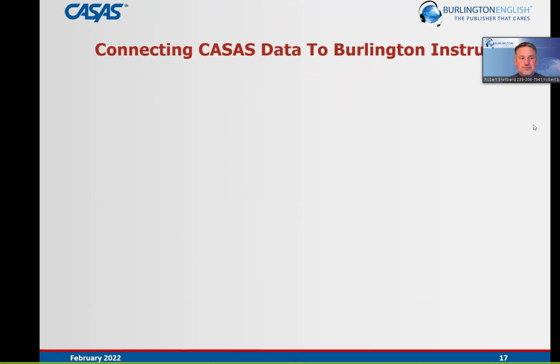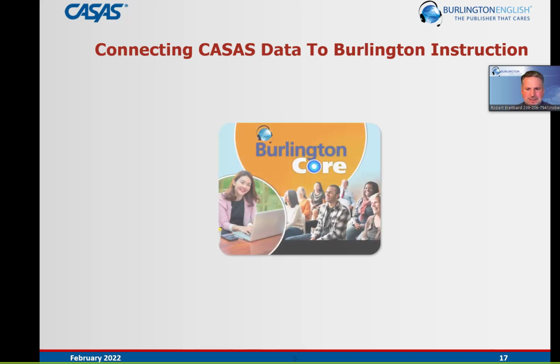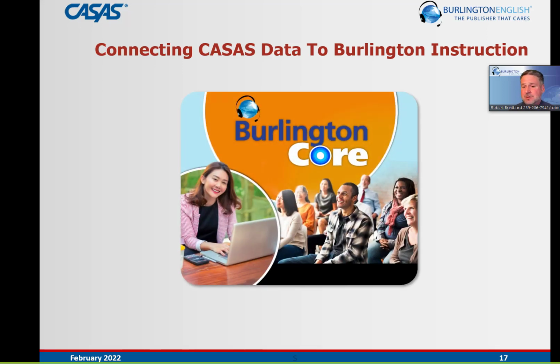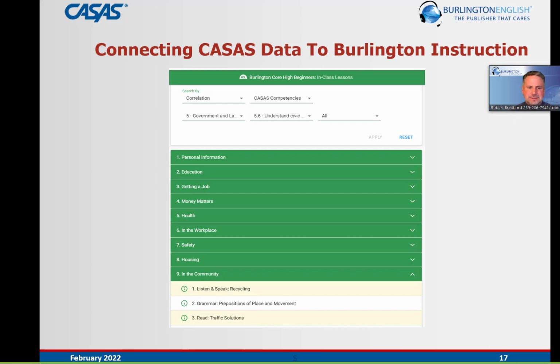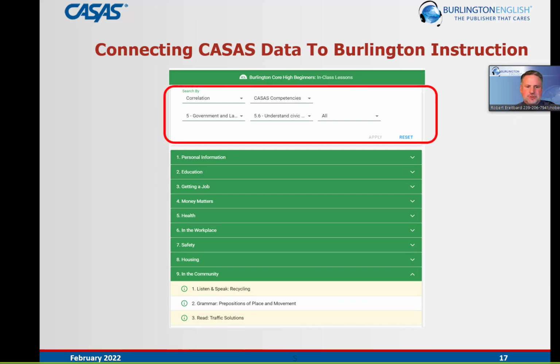Now, we've been partners and friends for so many years with our good friends at CASAS, and thanks to all of them for doing such a great job at putting this channel together. So you should know that however you get your CASAS data, if you're still using paper and pencil, but hopefully you're using TOPS Pro Enterprise, once you get that data, it is so easy, particularly in our Burlington Core, to match Burlington content to needed areas, as I promised at the beginning. So I'm showing an example of the core here, and towards the top, we have that search feature.